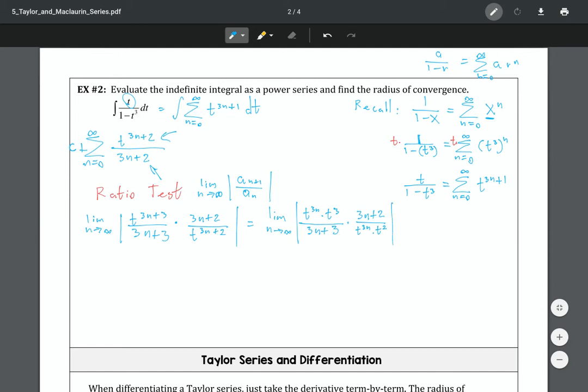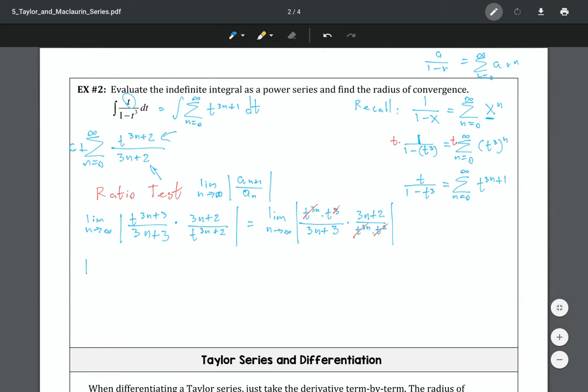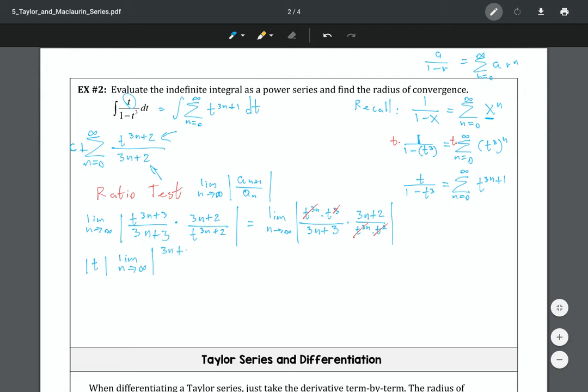Right, so let's simplify this just a little bit. That's going to cancel this. This is going to cancel all of these, so I end up with just t. So I can rewrite that as the absolute value of t. Remember, I like to do this, you don't have to necessarily do this. I like to take the t out because that's not relevant to the limit. So I like to take that out, and I'm going to take the limit of this.